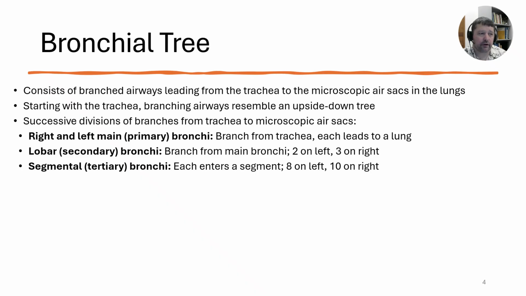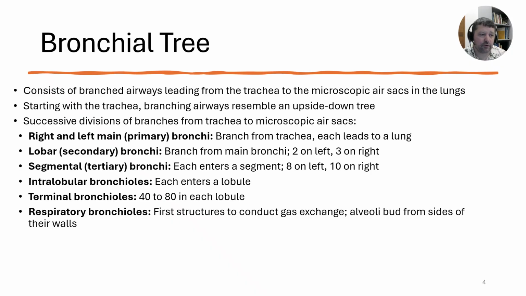The lobar or the secondary bronchi are branched off of the primary. There's 2 on the left, 3 on the right. This should make sense to you because the left has 2 lobes, the right has 3 lobes. And then you have tertiary bronchi or segmental bronchi, and you have even smaller units than that, 8 on the left, 10 on the right.